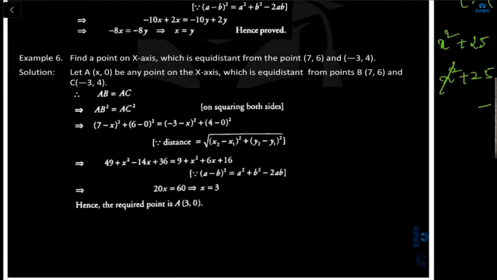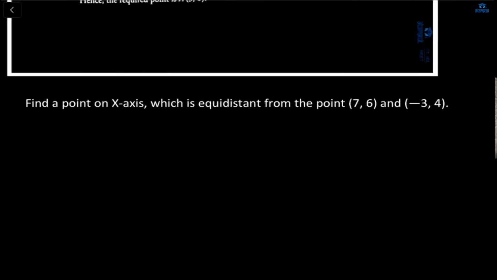I'm giving it to you, just wait a minute. Now find a point on the x-axis which is equidistant from the points (7, 6) and (minus 3, 4).